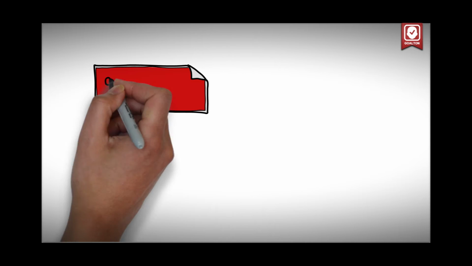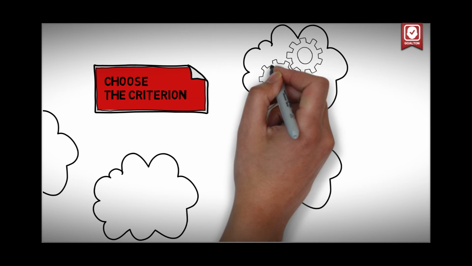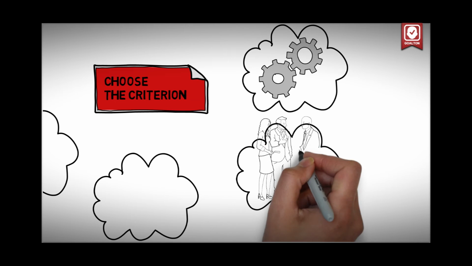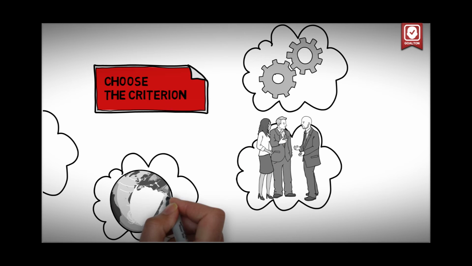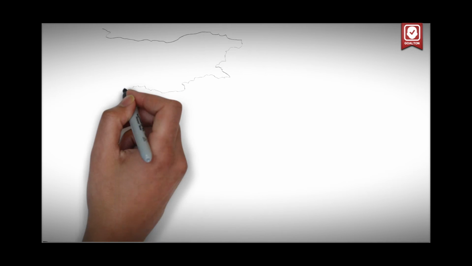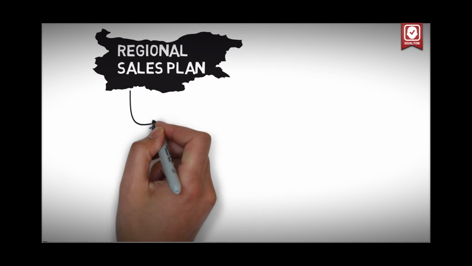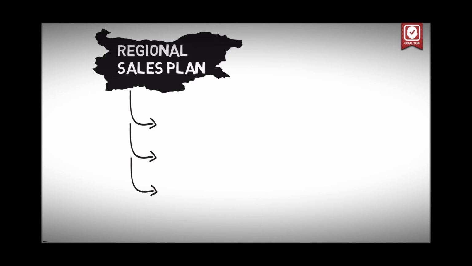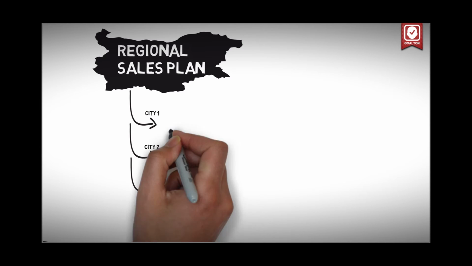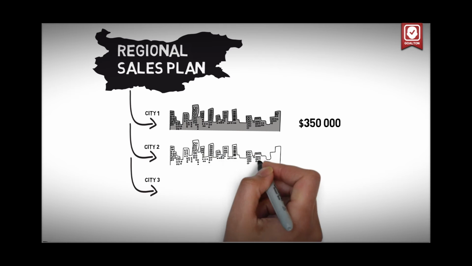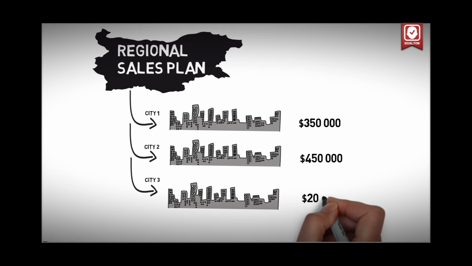It is similar to classification. You must choose a criterion by which decomposition and allocation of tasks will be carried out: by function, by people, by geography, etc. For example, a regional sales plan consists of the sales plans of its cities, and they in turn are made up of specific dealers' sales plans.